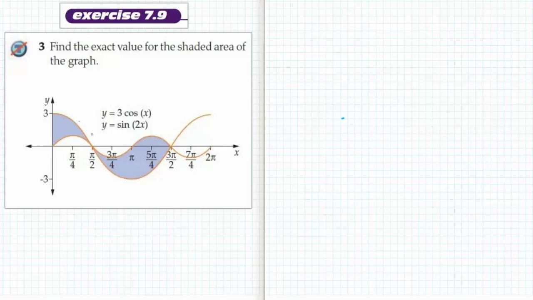That's on top in this domain, and the cosine's on top and the sine's below. But from pi on 2 to 3 pi on 2, the sine is then on top and the cosine's below. So I need to do two separate integrals.